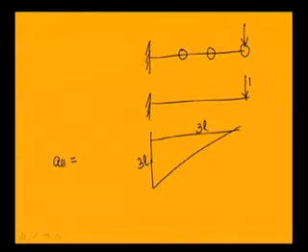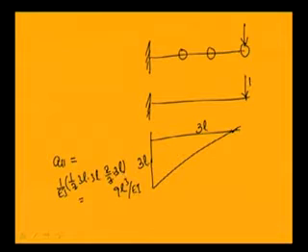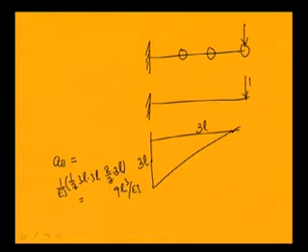The area of this diagram is half into 3L into 3L, and taking the moment of this area, it acts at a length of 2/3 of 3L. So the 3 cancels, and this becomes 9L by EI, with the 1 by EI factor. In this way we have determined the influence coefficient A11, which is equal to 9L by EI. Similarly, you can determine the other coefficients also.